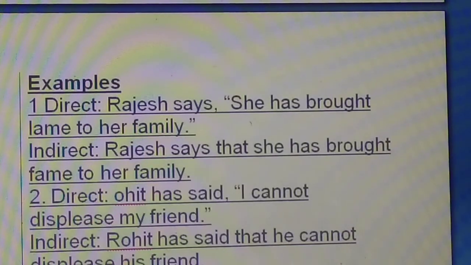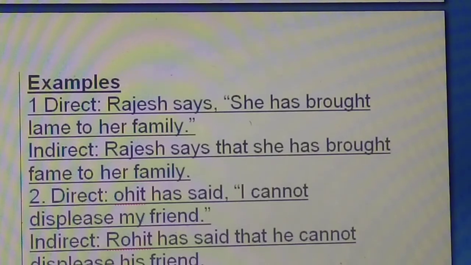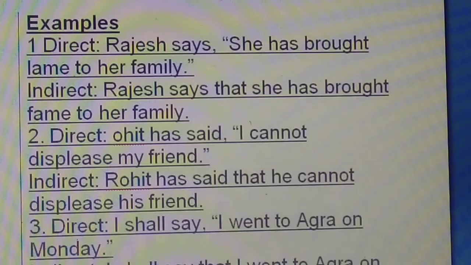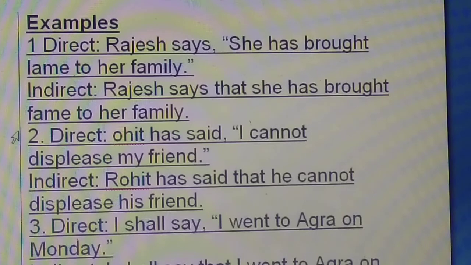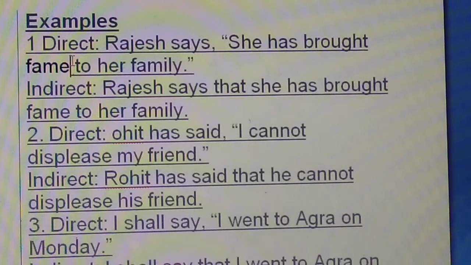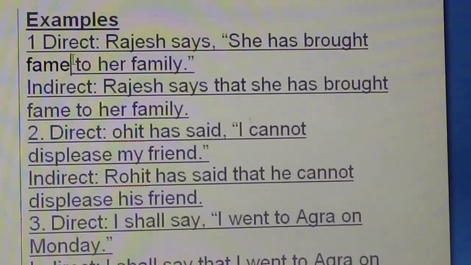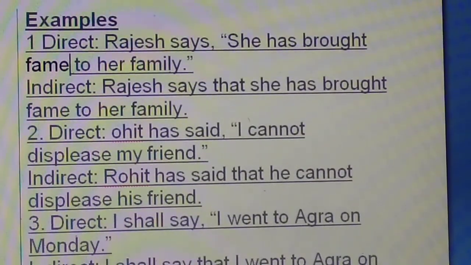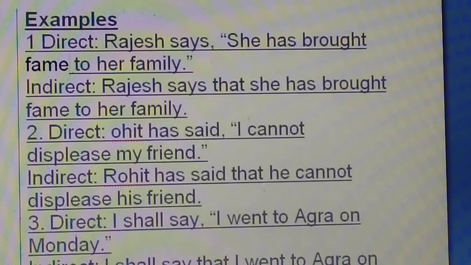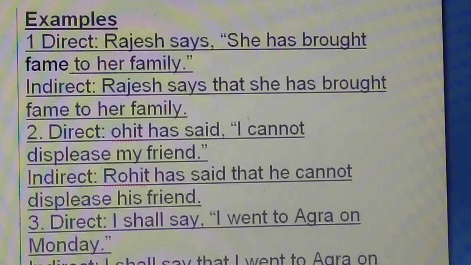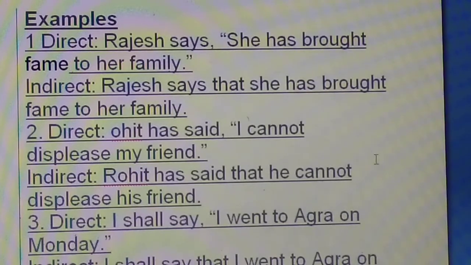Examples. Direct: Rajesh says she has brought fame to a family. Sorry, it is fame, children. Indirect: Rajesh says that she has brought fame to her family.